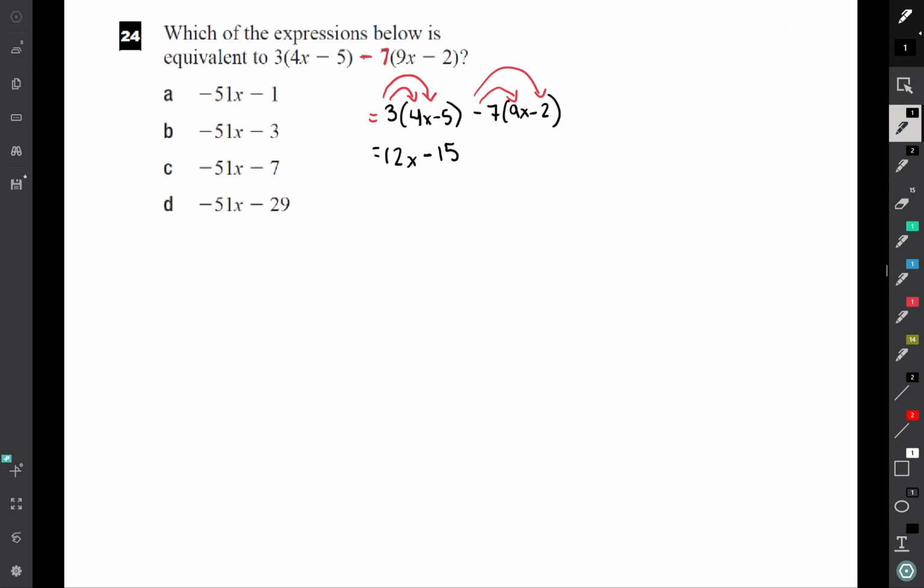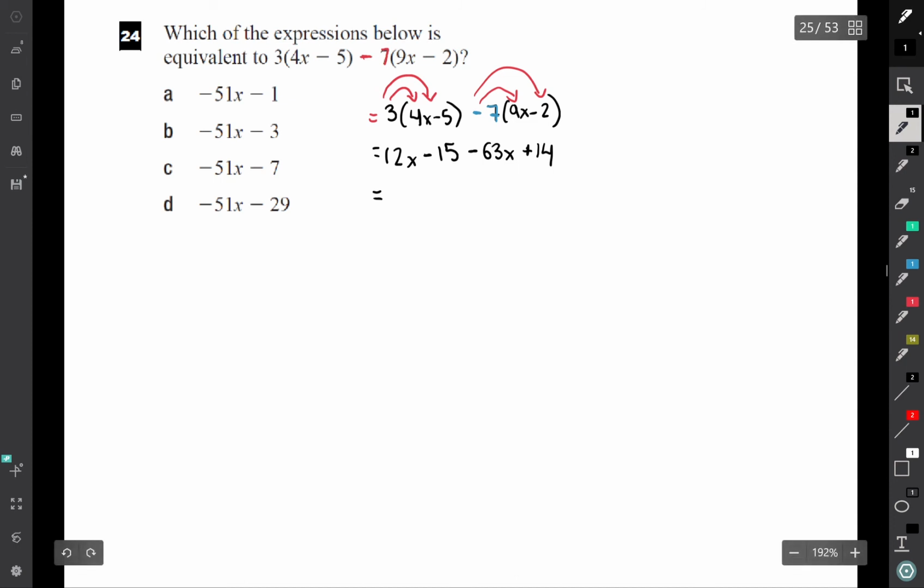Okay, well now, right, we just have to incorporate that negative sign here. So instead of multiplying by positive 7, right, everything in our second bracket, we're going to multiply everything by negative 7. Okay, so we're going to do negative 7 times positive 9. That is negative 63x. And then we're going to do negative 7 times negative 2. That's positive 14. Okay, you have to be very careful with the signs.